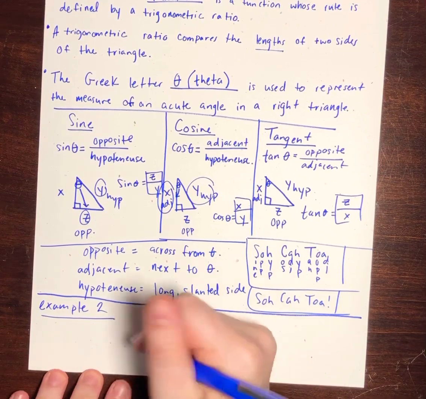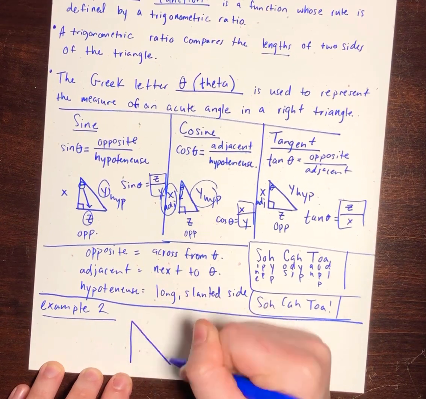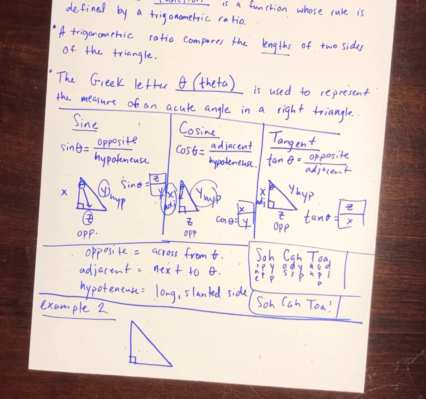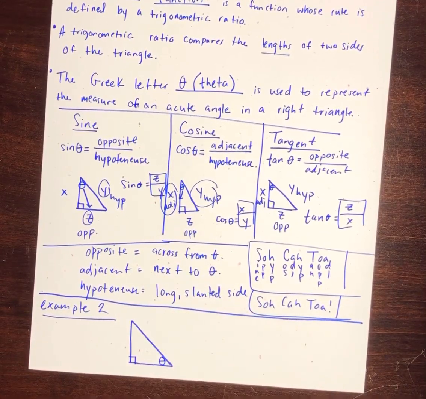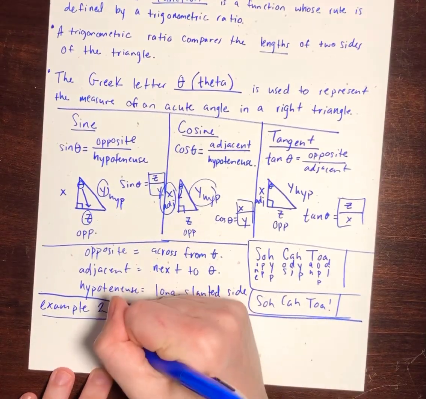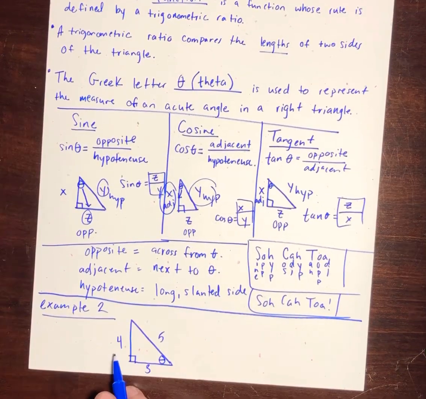So example 2, I'm gonna draw a nicer right triangle as best as I can. There's the right angle. I'm gonna put theta in the bottom this time. So there's our theta. Let's say that this bottom side is 3, this is 4, and this is 5. So 3, 4, and then 5.